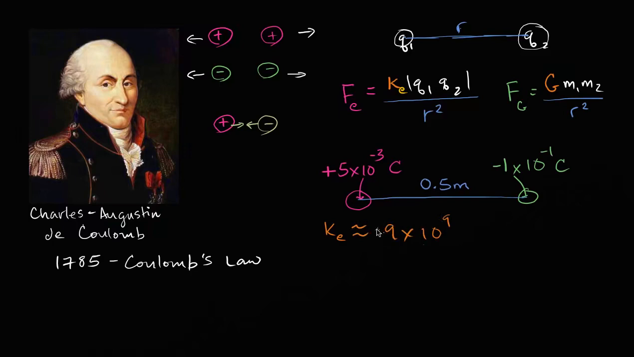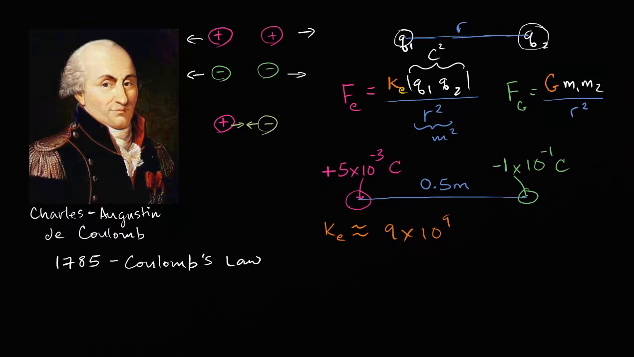And what are the units going to be? Well, I'm in the numerator here. When I multiply coulombs times coulombs, I'm going to get coulombs squared. And this down over here is going to give me meters squared. And what I want is to get rid of the coulombs and the meters and end up with just newtons.